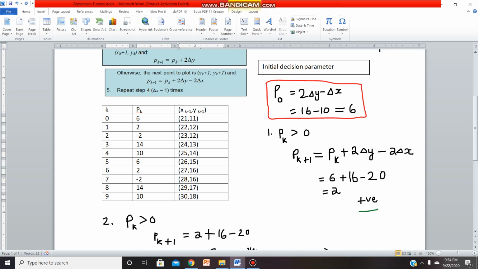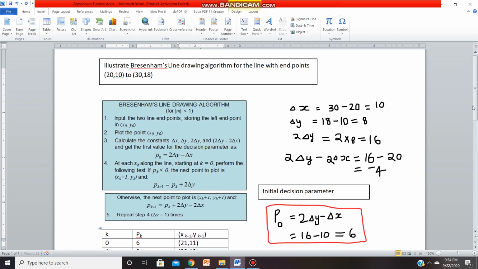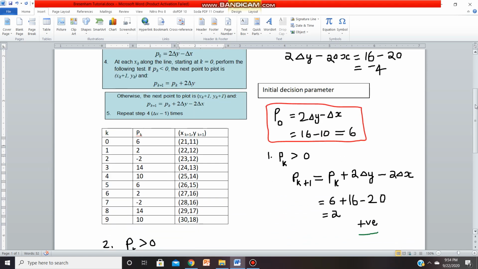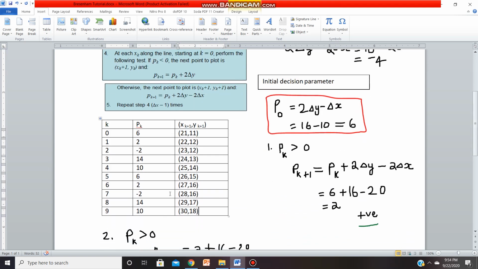So our problem was to illustrate Bresenham's line drawing algorithm for the line with endpoints 20, 10 to 30, 18. So we have got all the points till here, and we have finished our illustration. Hope you have understood. Thank you.